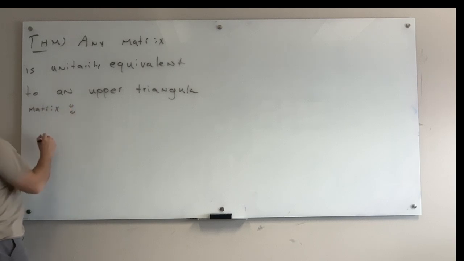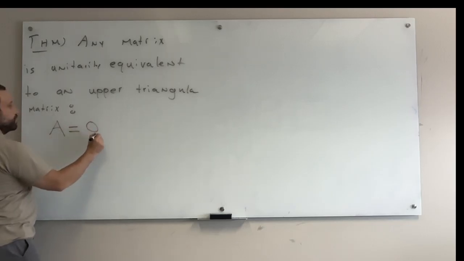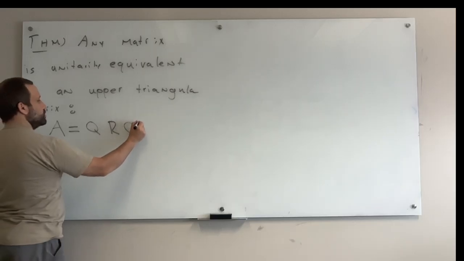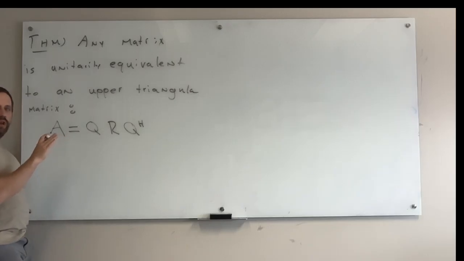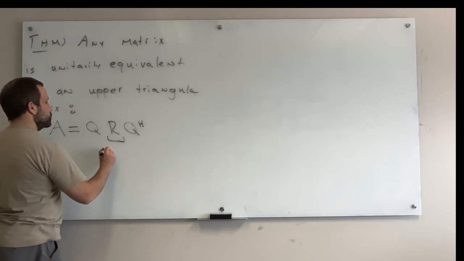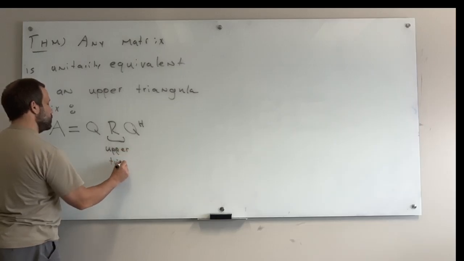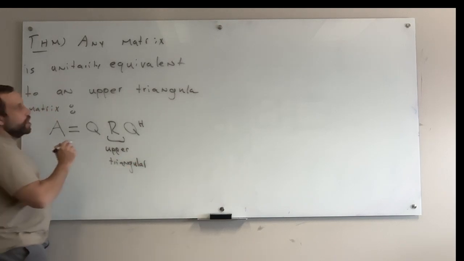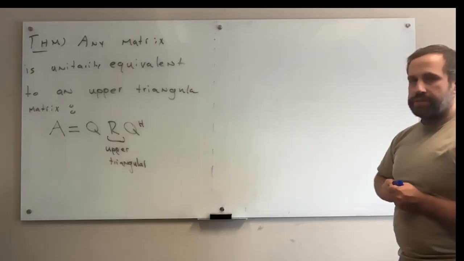In other words, what that means is that for every matrix A, we can write A equals, I'm going to use the book's notation, Q times R times the Hermitian adjoint of Q. In other words, we take the transpose and then take the complex conjugate, and R is upper triangular. Okay, so that's just a fact. You can look in the book for the proof of this. This is called the Schur decomposition of A.